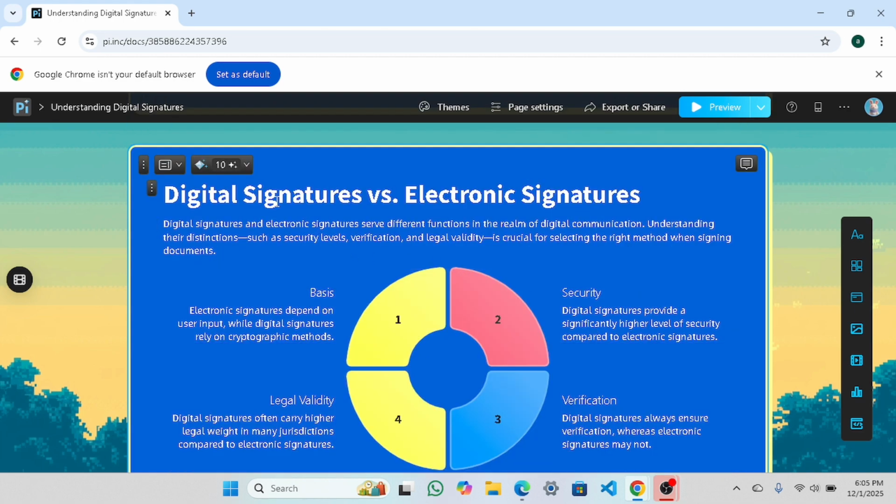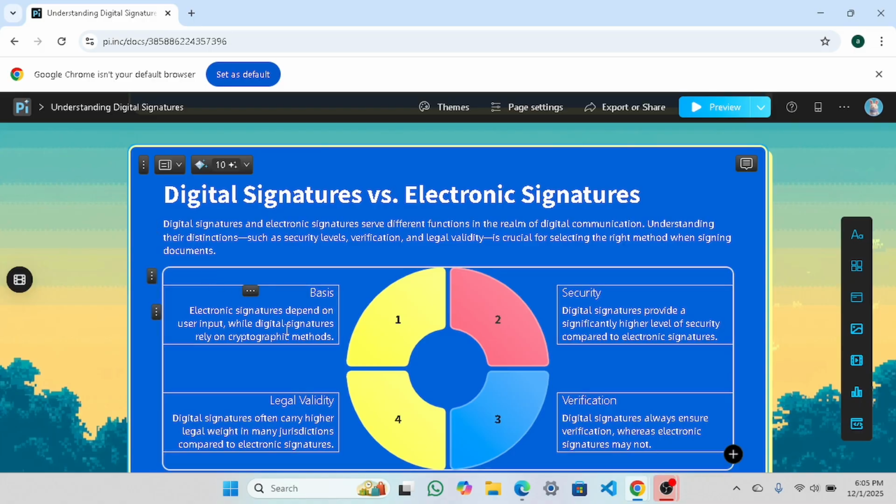What is the difference between a digital signature and an electronic signature? Digital signatures and electronic signatures serve different functions in digital communication. Understanding the distinctions such as security levels, verification, legal validity, and so on. Now, let me clear this up.